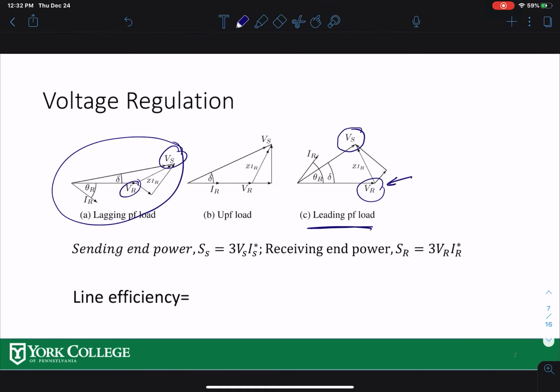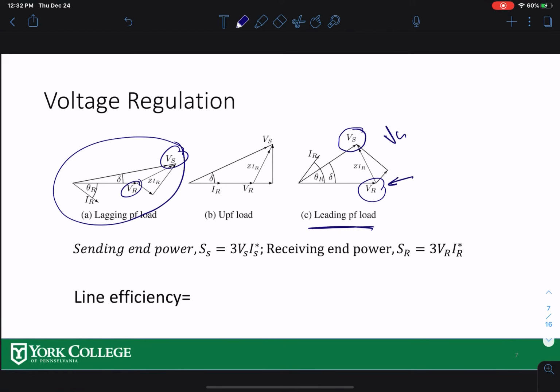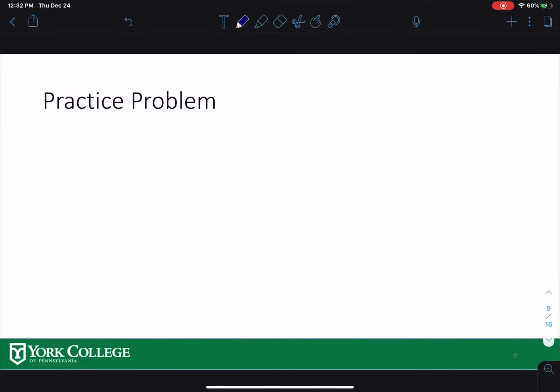And voltage regulation, again, depends on what kind of load you're supplying. If you're supplying a lagging power factor load, then there's a relation between the sending end voltage and receiving end voltage: the sending end voltage is higher than the receiving end voltage. If you're supplying a load with leading power factor, that's the relation here: Vs could be smaller than VR. All right, and your regulation will also depend on what kind of load you're supplying. We're going to do this problem in the class.